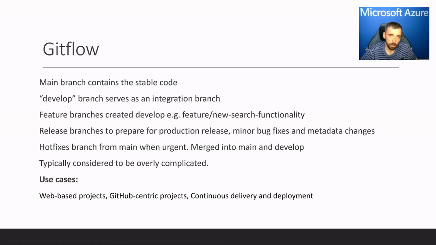So we're working on those feature branches. We integrate into the develop branch. When we're ready to merge into the main branch, we first create a release branch, perform any minor bug fixes or metadata changes, and then it's ready for production. We can merge it back into main.